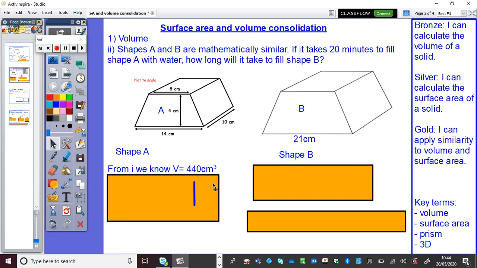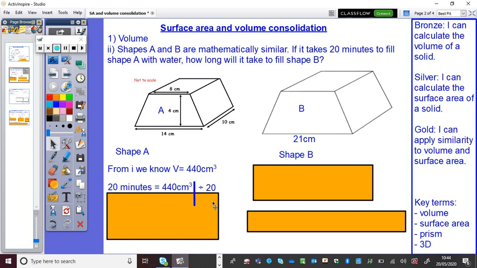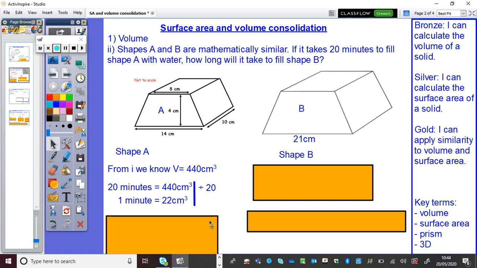Now what I'm going to do is work out a rate that it's being filled with water. So if I know that in 20 minutes it fills 440 centimeters cubed, in 1 minute if I divide by 20 it will fill 22 centimeters cubed. Now that's not the only way you could have done that. You could have worked out how long it takes to fill, say, 1 centimeter cubed or 10 centimeters cubed. However, in this case I decided to work it out for 1 minute because I'd rather divide 440 by 20 than 20 by 440 or by 44 or some other number. So in this case I found that the simplest way to do it.